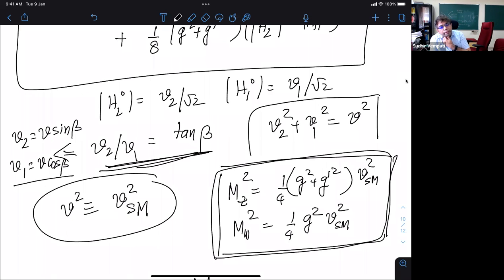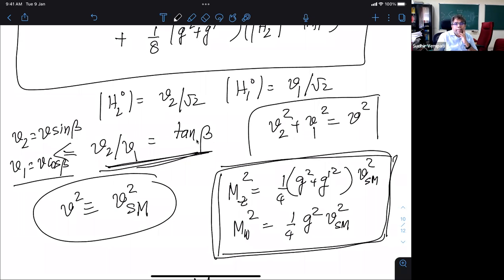No, it should be down type by up type. Let me see if I have written something in my notes. What did I choose? All right, so now, you're right. Essentially, large tan beta happens when V1 is very, very small.